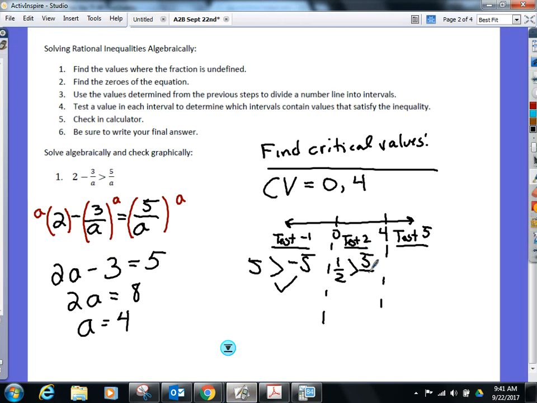So you tell me, is 1/2 greater than 5/2? I know some of you are like, turn it into a decimal. Is 0.5 greater than 2.5? Is that a true or a false statement? False. Okay, so no numbers between 0 and 4 will be part of my solution. Do you see how we're going about this now? Now you have to test out 5, which shouldn't take you too long now.